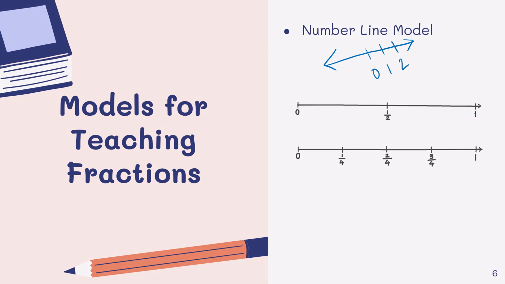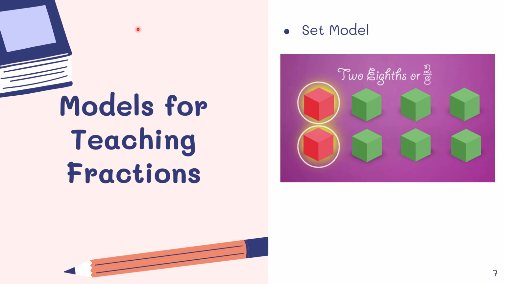And then the set model. This is one of my favorite ways that I've found so far. The set model just uses some sort of object. In this case, it would be little cubes. You can see that 2 out of the 8 cubes are red, so we would say 2/8, or 2 out of 8 cubes are red.